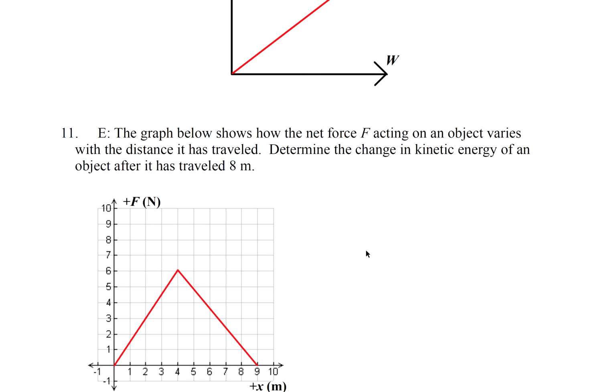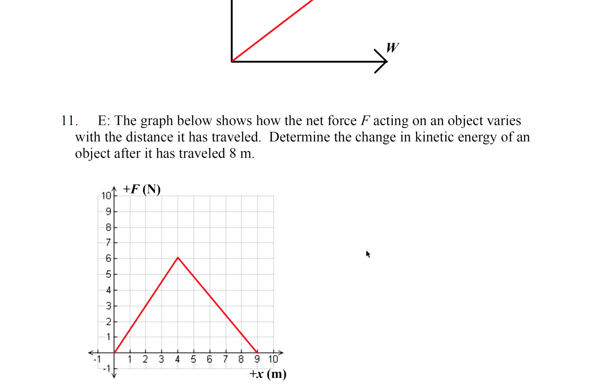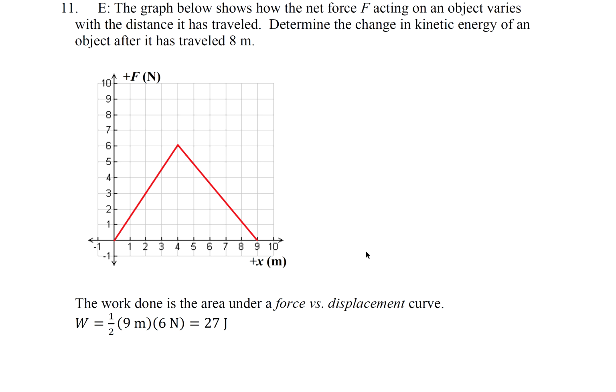Question 11. The graph below shows how the net force acting on an object varies with the distance it has traveled. Determine the change in kinetic energy of an object after it has traveled 8 meters. So the work done is the area under a force versus displacement curve. So the work done is 27 joules. And work is equal to change in kinetic energy.